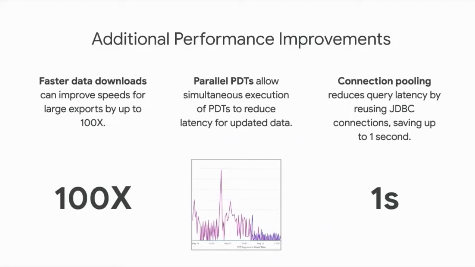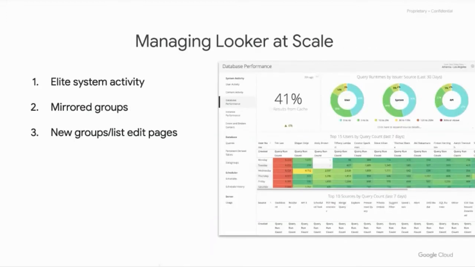So those are a set of enhancements around performance. I want to switch gears and talk about how Looker makes it easier to manage your system at scale with 3 new features we've released. First is enhancements to system activity that we call Elite System Activity. The second is new capabilities to take advantage of groups and group membership that you've defined out of Looker. And the third are enhancements to the groups list and edit pages to make it easier to manage group membership. Let's look at each of these.